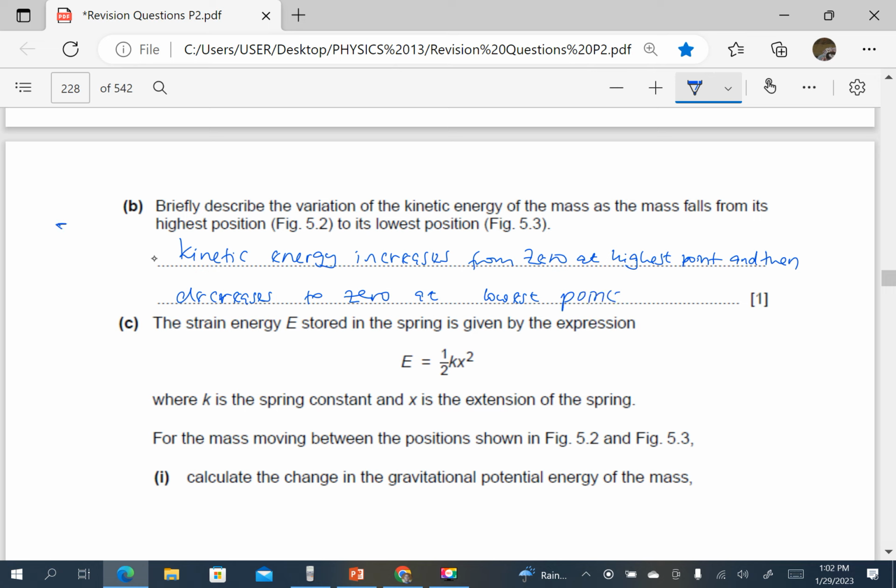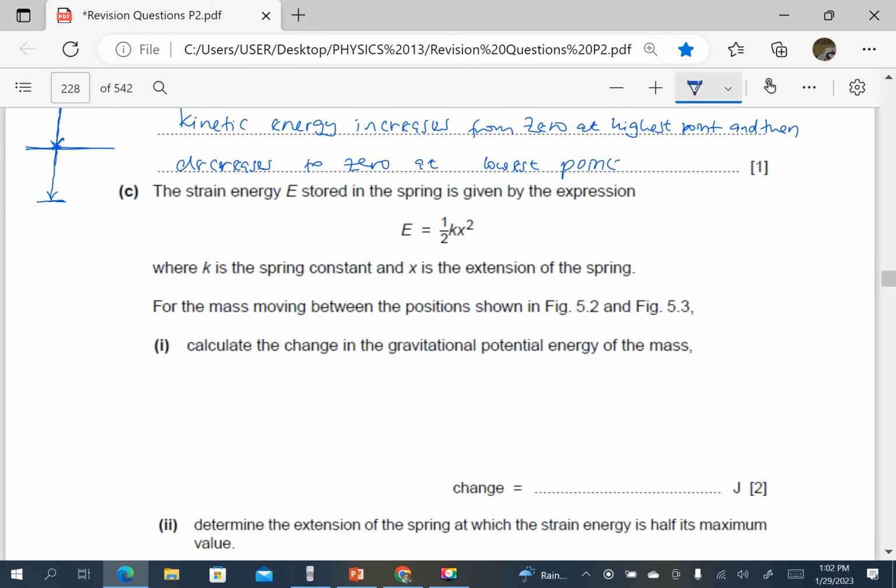So if this is the highest point and this is the lowest point, it starts from rest. When it is falling, kinetic energy increases to equilibrium, then it starts decreasing to the lowest point because it's now moving against the restoring force. Then when it passes equilibrium, it decreases. We saw that in A-level simple harmonic motion.